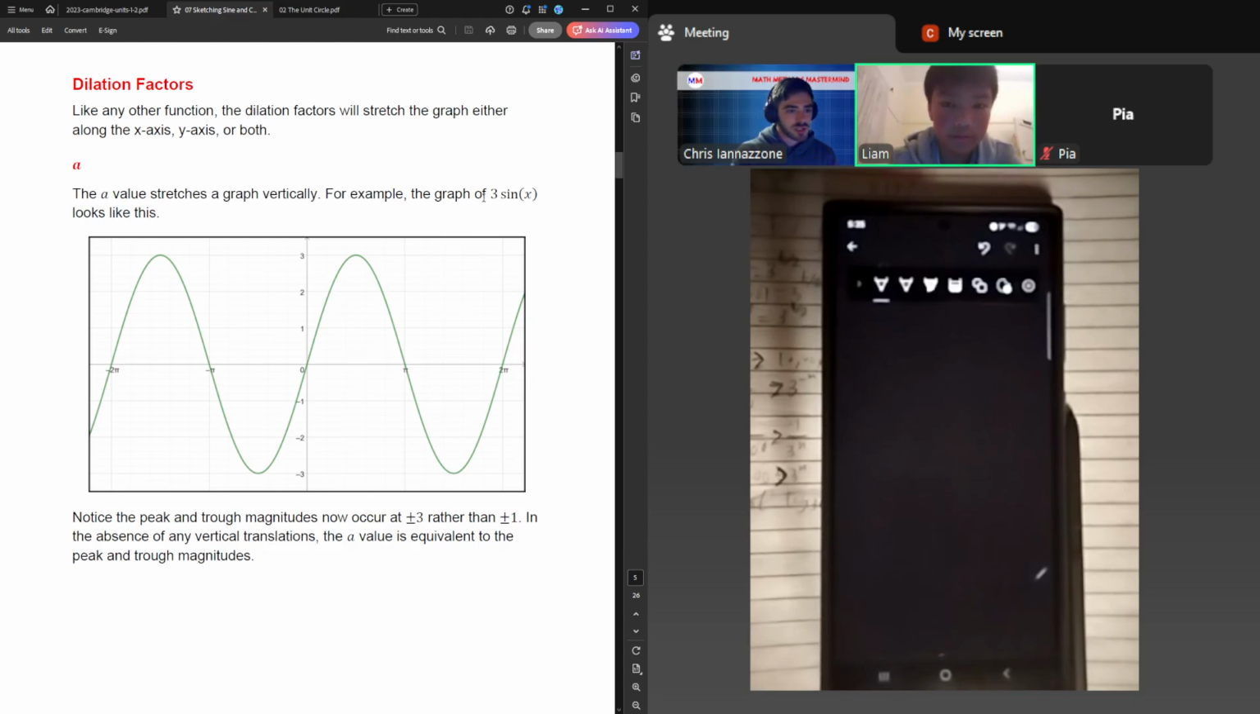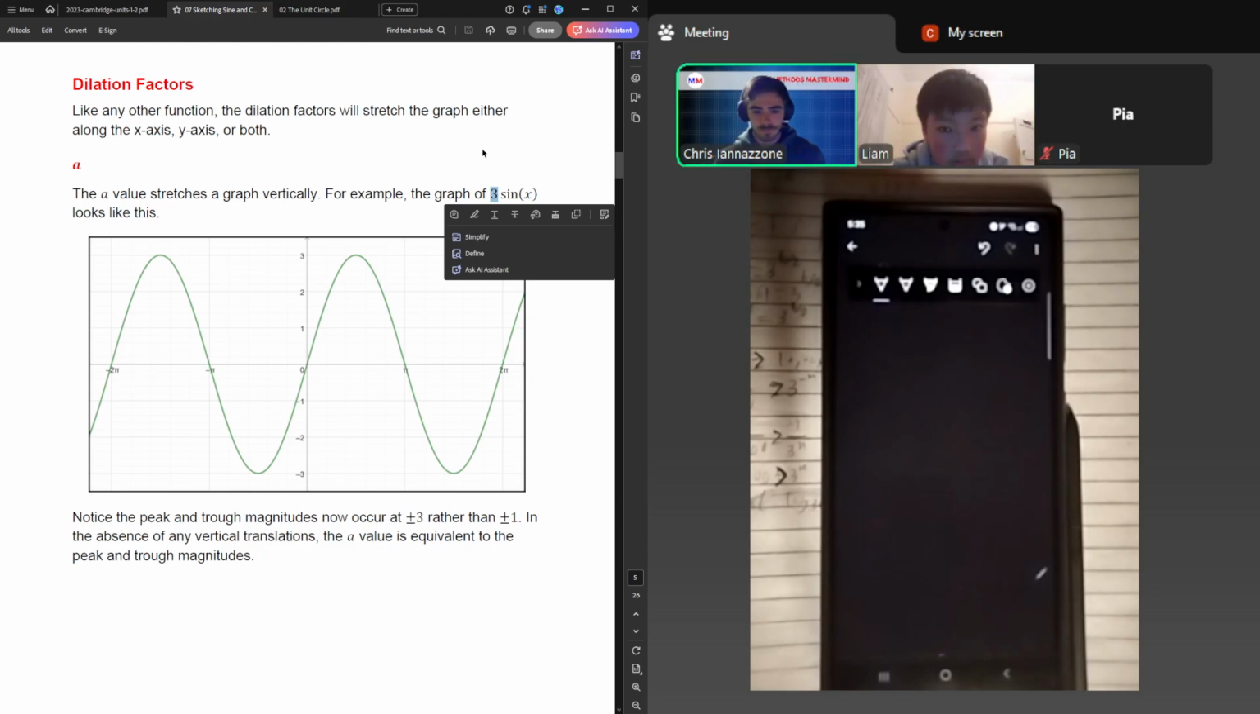Also worth pointing out, this is sometimes referred to as the amplitude, although that's not necessarily correct. Are you familiar with that term? Oh yeah. Do you know why this isn't the amplitude?